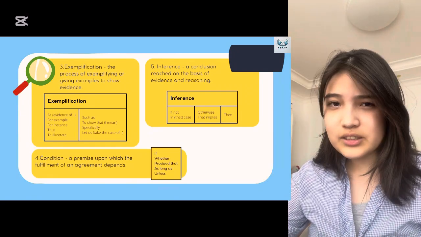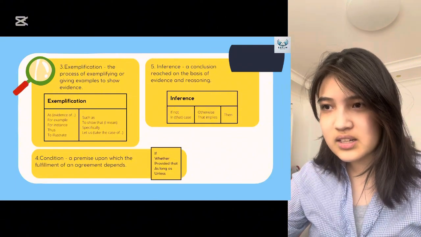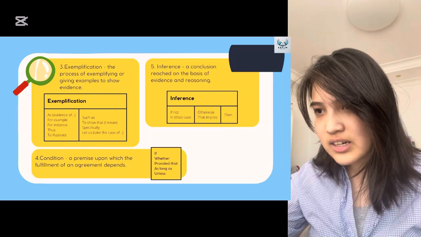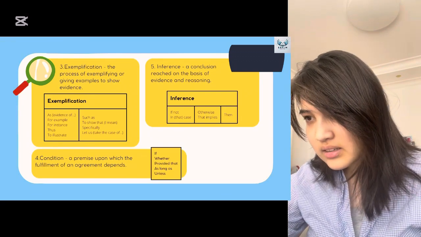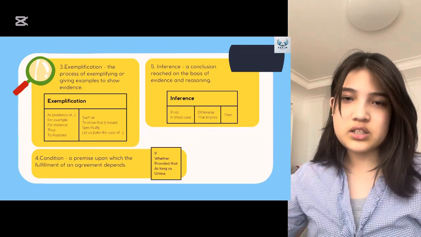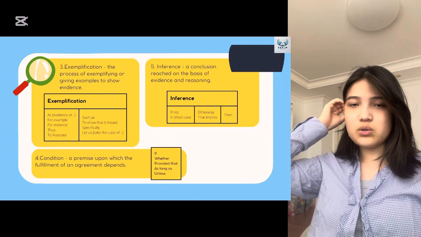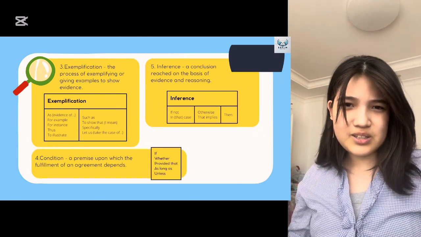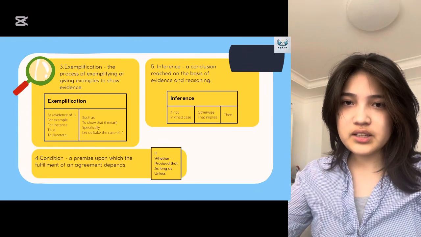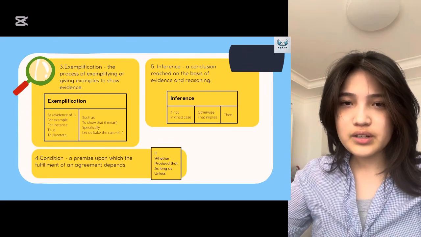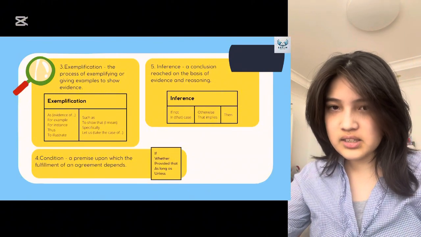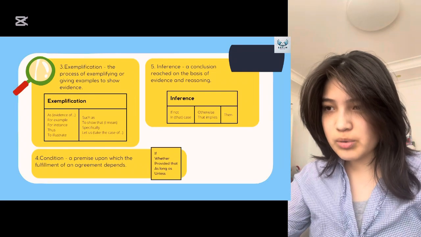So the third type of cohesive device is exemplification, which is just the process of exemplifying or giving examples to show evidence. So the cohesive devices you can use are as evidence of, for example, for instance, thus, to illustrate, such as, to show that, I mean, specifically, let us take the case of, and so on and so forth. And you can just use this to show examples. And me personally, if you have noticed my past videos for Yerkin English, you can often see the phrase, for example, used.